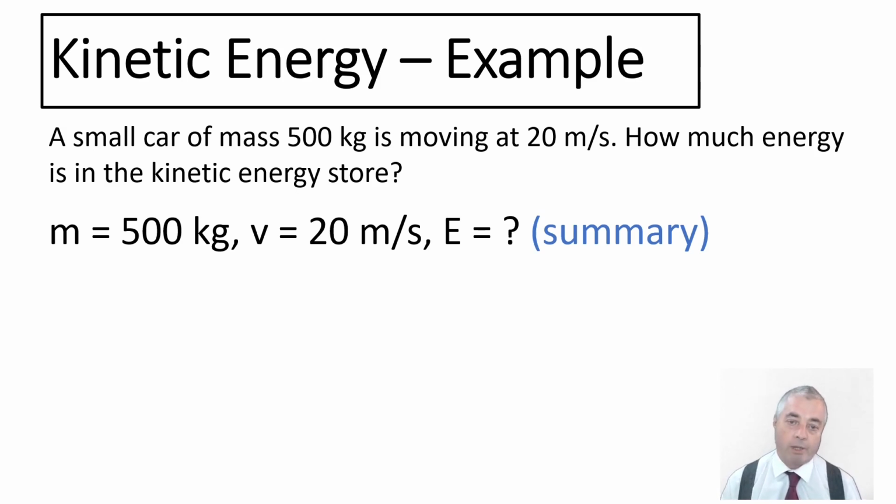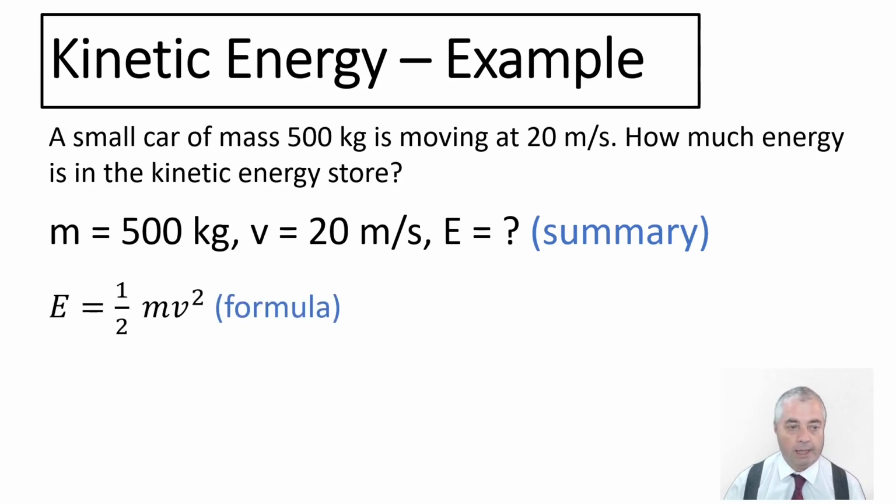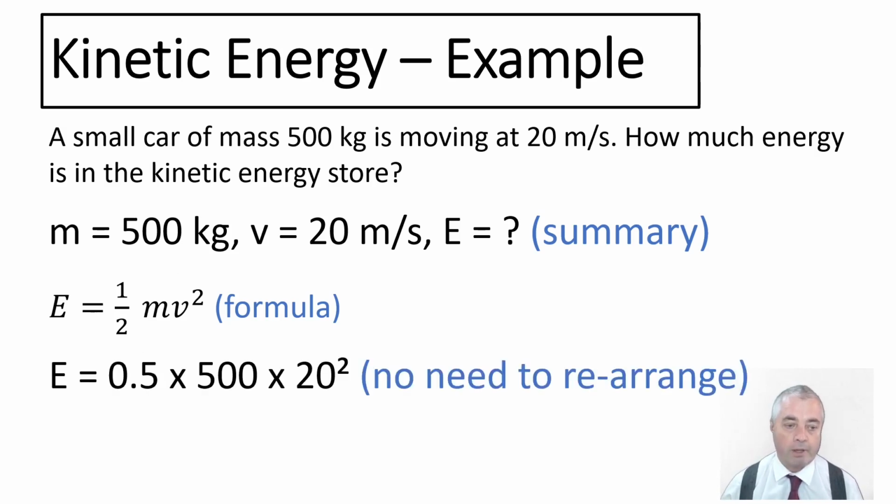Now what I would do now is ask myself, do I know a formula that has got those 3 things in? Do I know a formula that's got M, V and E? And the answer is yes. It's that one. E equals a half m v squared. So I simply write that down. And then what I need to do, well, I don't need to rearrange this equation because it's asking me to find E. If it was asking me to find M or V, I would have to change the subject of the equation. But I don't need to do that because the subject of the equation is already E, which is what we want. So all I need to do is to put the numbers in.